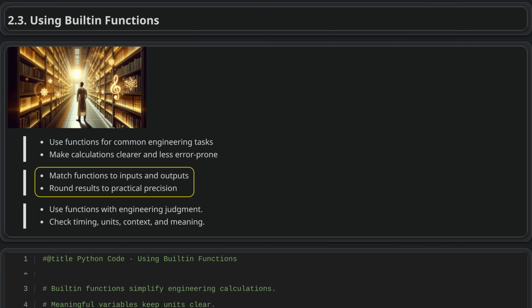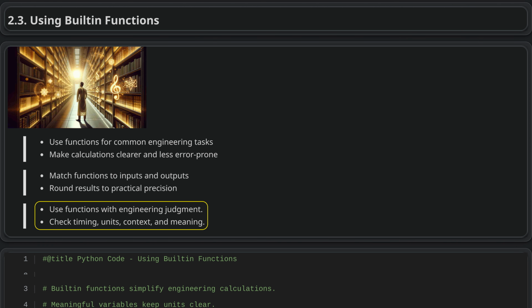To use built-in functions well, you need to understand what inputs they take and what results they return. Some functions operate on one value, while others compare several values, such as loads or travel times, to find the controlling result. Rounding is also important because it presents engineering results at a practical level of precision. Knowing these details makes calculations more efficient, accurate, and meaningful.